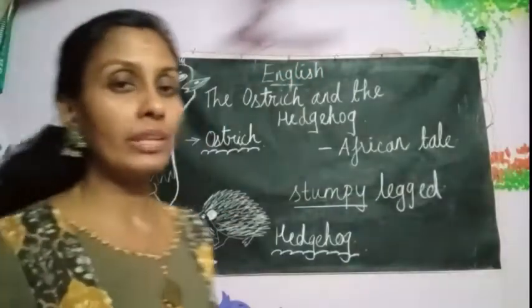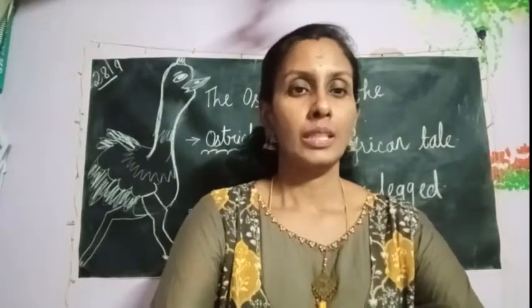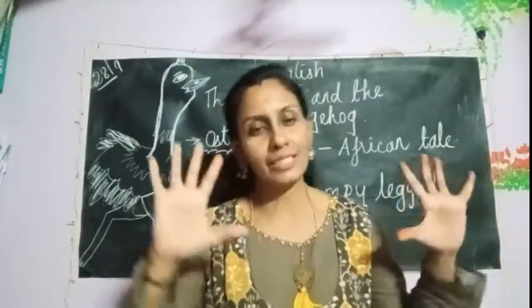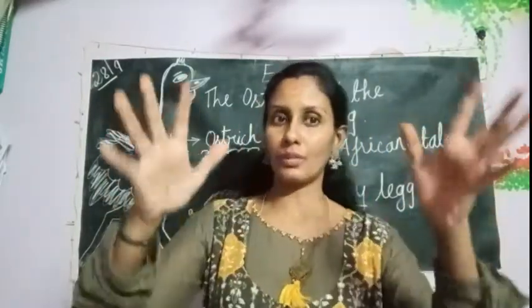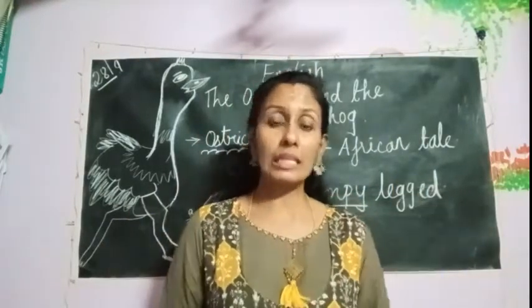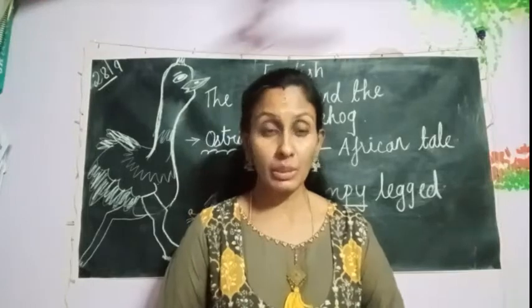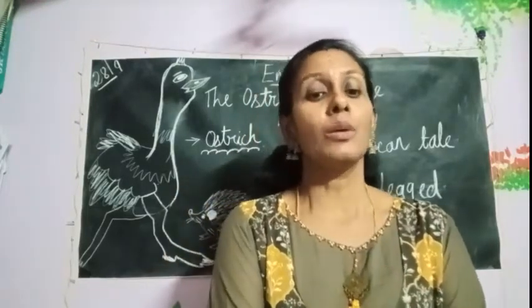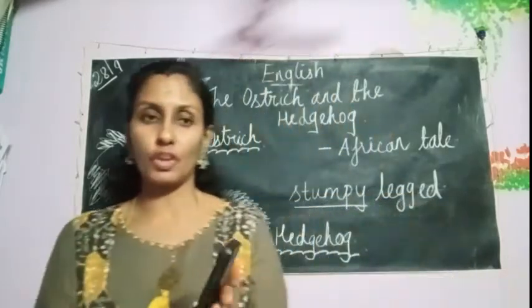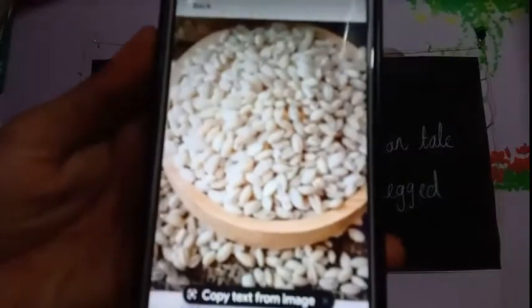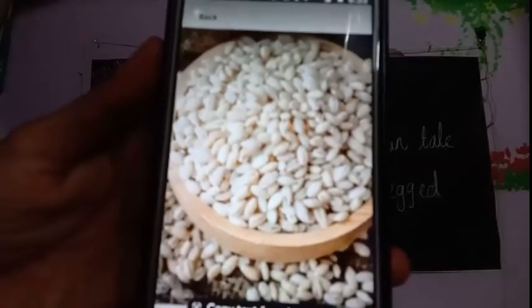Now this story takes place in summer time. In the summer, the hedgehog comes out of his small hole, from his home, and he lives in between a barley field. You must be wondering, ma'am, what is a barley plant? Well, I will show you the picture of a barley plant. So this is a barley grain, and he lives in between this field.